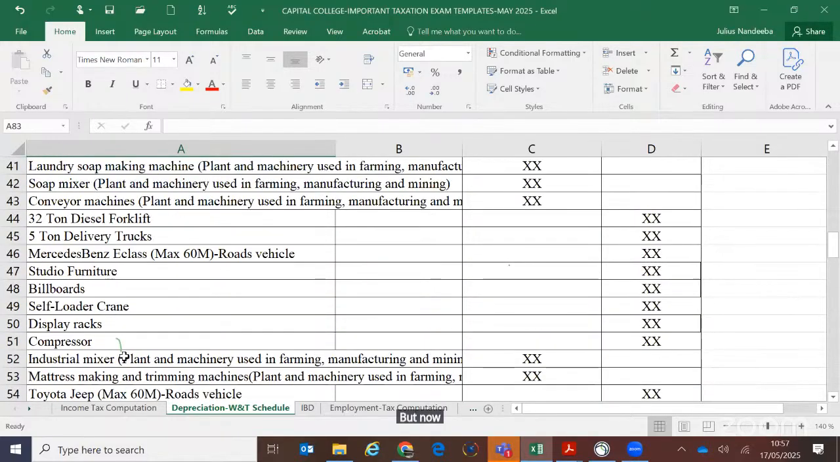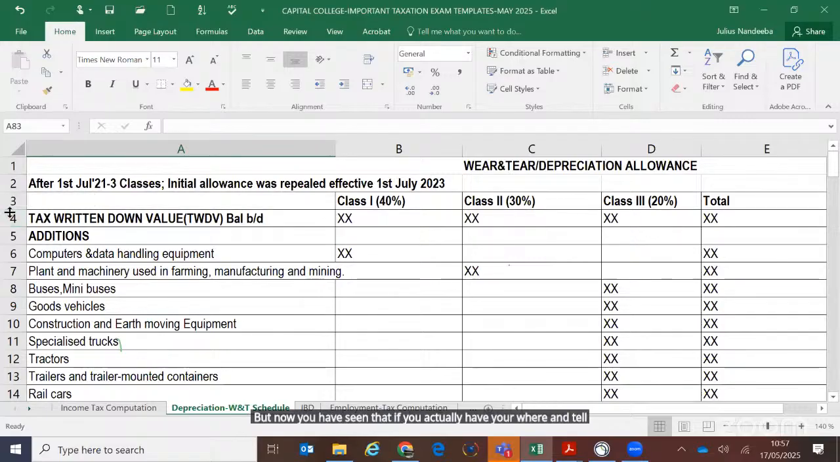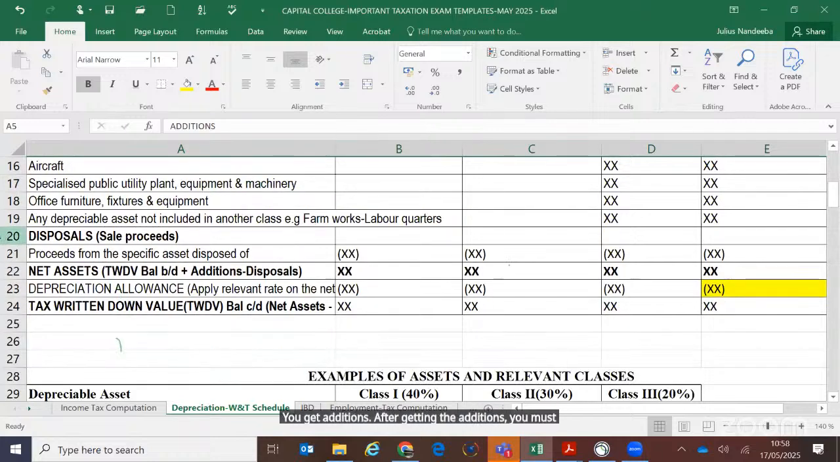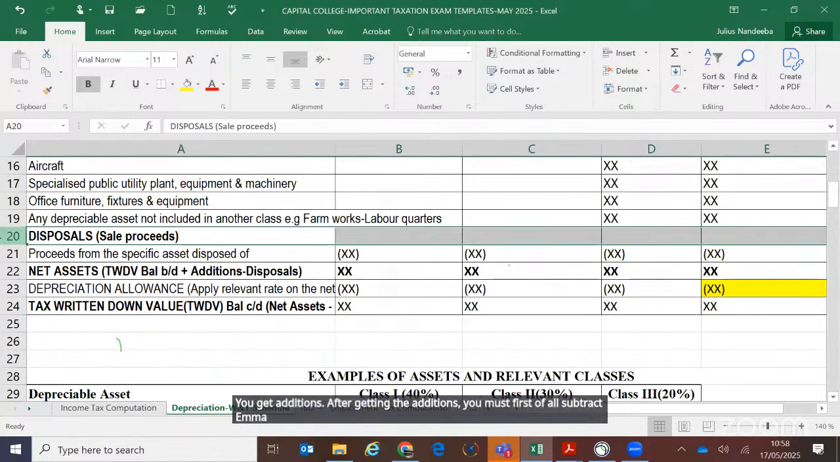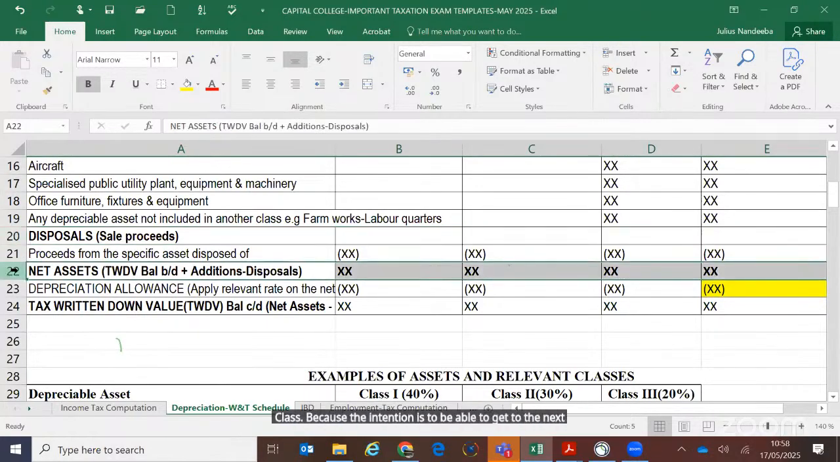But now you have seen that if you actually have your wear and tear schedule, you start with the opening balance, you get to additions. After getting the additions, you must first of all subtract any disposals. If they tell you they have disposed of an asset, you dispose of it from the right class, because the intention is to be able to get to the net assets. How do you get the net assets? Opening balance plus additions minus disposals. You get your net assets. From the net assets, that's when you start applying the percentages.